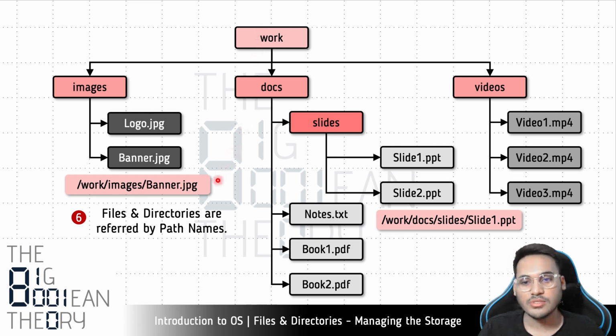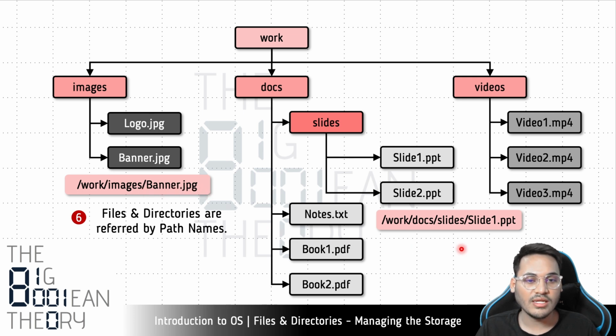So let's take some examples. Here the first example is of this banner.jpg file. In order to reach this file, you have to start with the top level directory, that is the work directory. Then you have to go into the images directory, and inside this directory resides this banner file. So as you can see, this path name consists of all those entities that we encountered while traversing to this banner file, and they have been separated by a forward slash. So this is a delimiter that is used to separate the different entities. We can use some other delimiter also. Some operating systems use the forward slash and some use the backward slash. So the full path name is slash work slash images and finally slash banner.jpg.